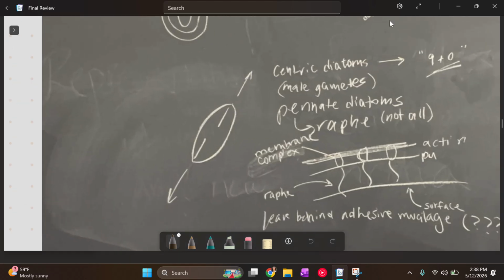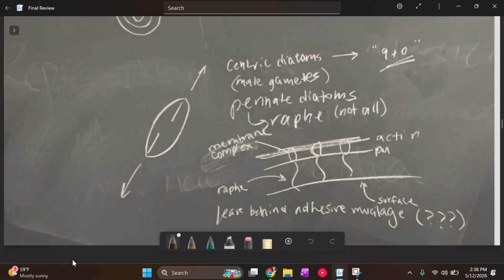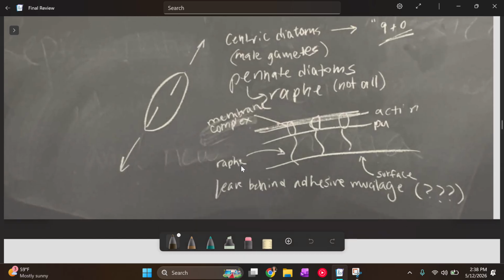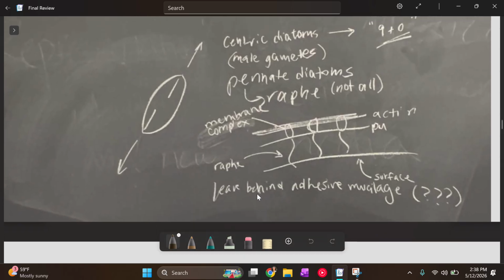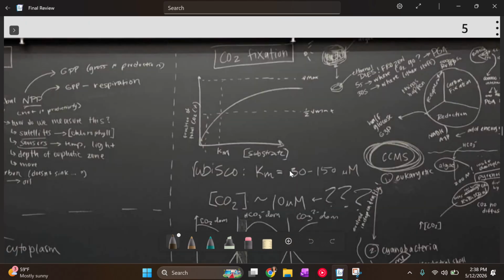But the centric diatoms do have this flagellum on the male gamete, but else they do not. But the pennate, they move back and forth like this. They don't move sideways, which I think is interesting. I don't think there's going to be a question about that. You can imagine this is the pennate diatom, and they got these little extensions bound in the plasma membrane and the actin, and these little raphe just squirming about.